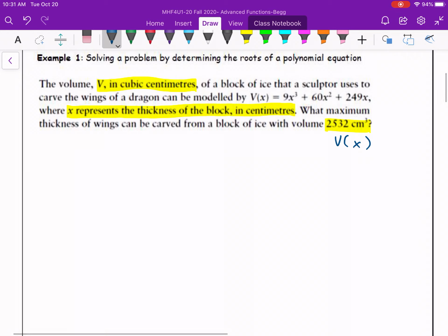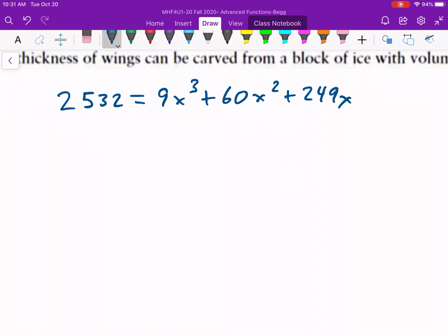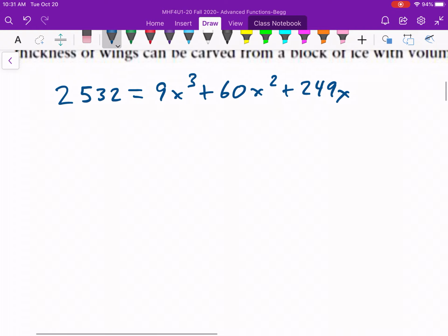So if we take the formula, plug in the volume of 2,532, and then put the rest of the formula in, what we want to do is solve this. And we've learned that solving a polynomial involves factoring, bringing in things like the factor theorem and long division or synthetic division, and the roots and all of that good stuff.